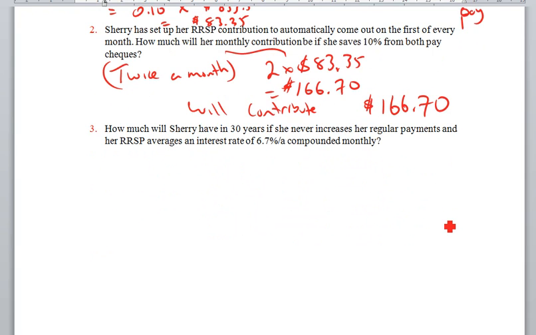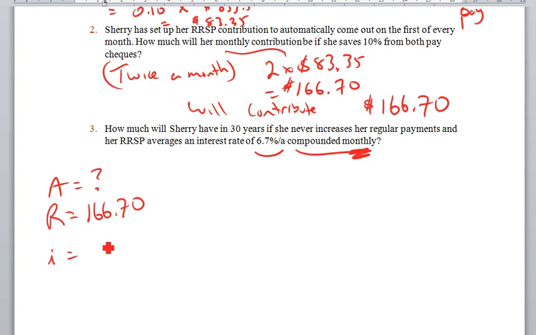Now how much will she have after 30 years if she never increases her regular payments and her RSP averages an interest rate of 6% per annum compounded monthly? Compounded monthly. So the things I need to do from before are, remember, how much is she going to have? That's the final amount, that's unknown. Her regular payments are 166.70. What else do I need to know?